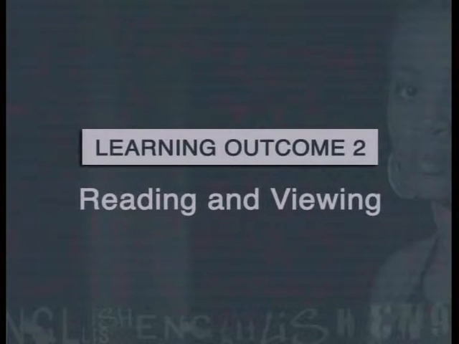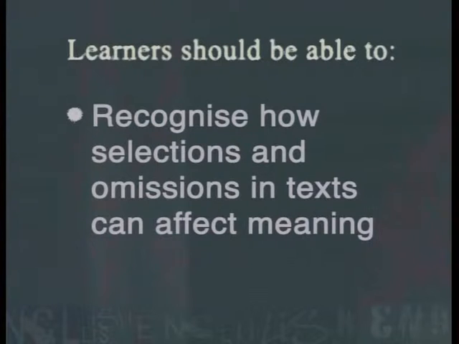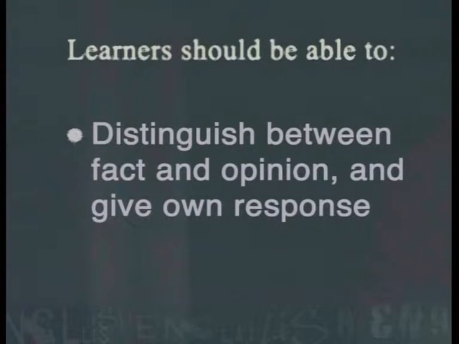The following lesson is linked to Learning Outcome 2, Reading and Viewing. It addresses the assessment standard that requires learners to explain the meaning of a wide range of written, visual, audio, and audiovisual texts. Learners should be able to recognize how selections and omissions in texts can affect meaning. They should also be able to distinguish between fact and opinion and give their own response.